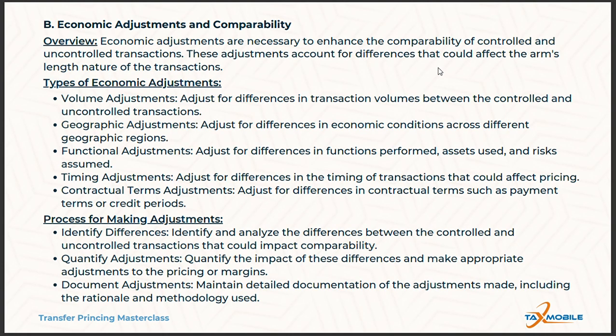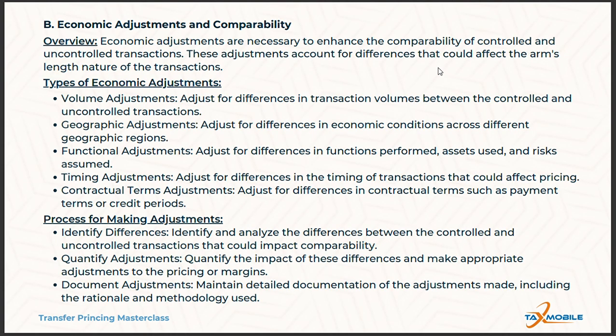Volume adjustment. These adjustments account for differences in transaction volumes. A large-scale transaction may benefit from economies of scale, while a smaller transaction may incur higher per unit costs. For instance, a company selling 1,000 units of a product will likely offer lower prices per unit compared to a company selling 100 units. So when making adjustments, you need to look at the volume also. Now, geographic adjustment.